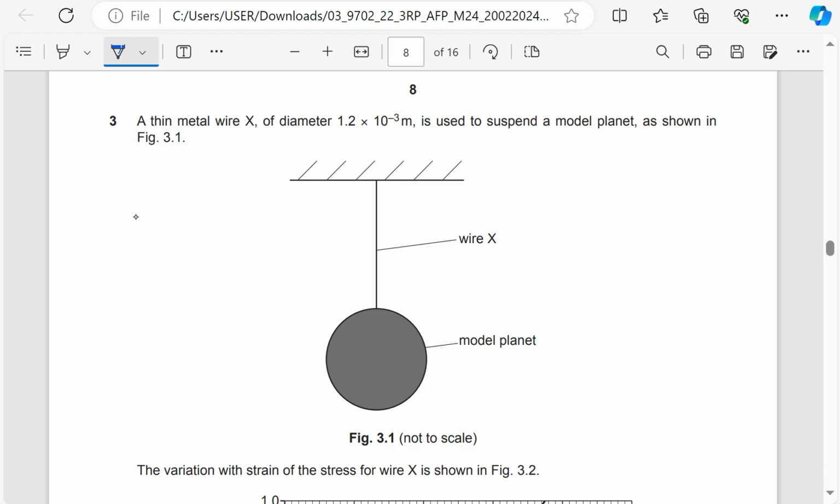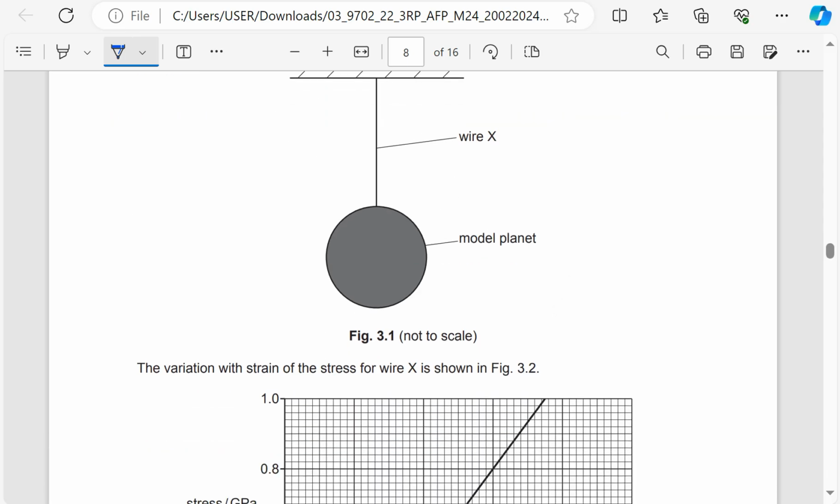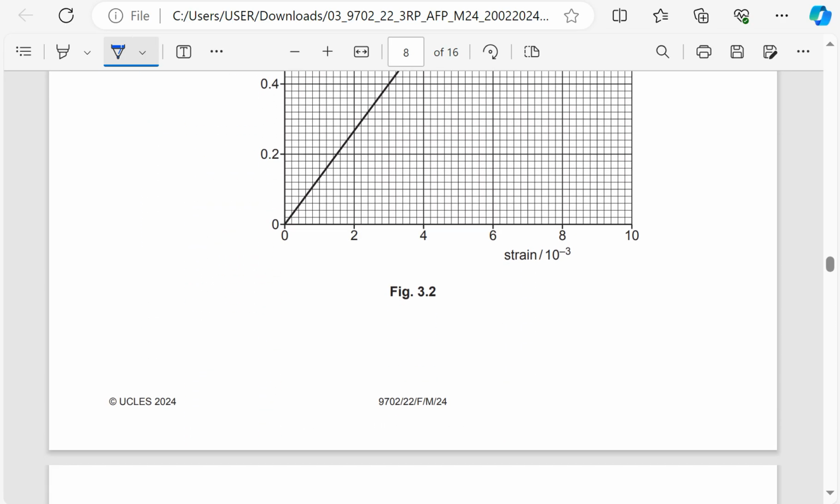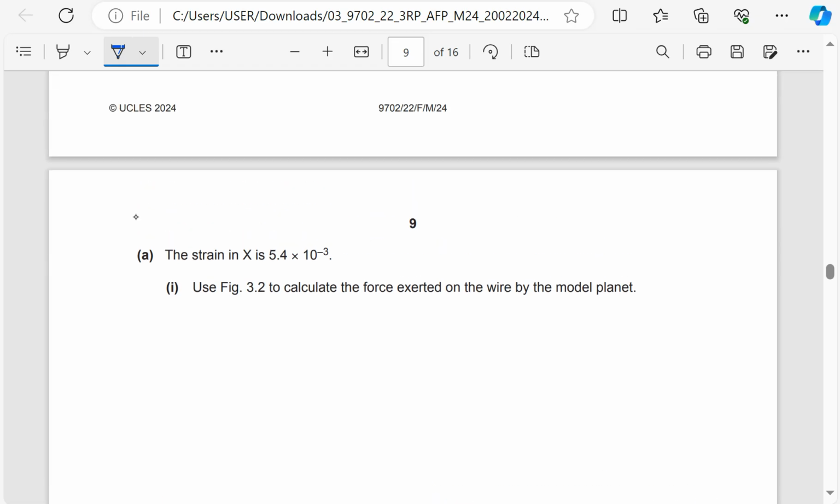Question 3. A thin metal wire X of diameter 1.2 times 10 to the power of minus 3 meters is used to suspend a model planet as shown in the figure. The variation with the strain of the stress for wire X is shown in the figure. The strain in X is 5.4 times 10 to the power of minus 3. Remember, strain is given as... So use figure 3.2 to calculate the force exerted on the wire by the model planet.